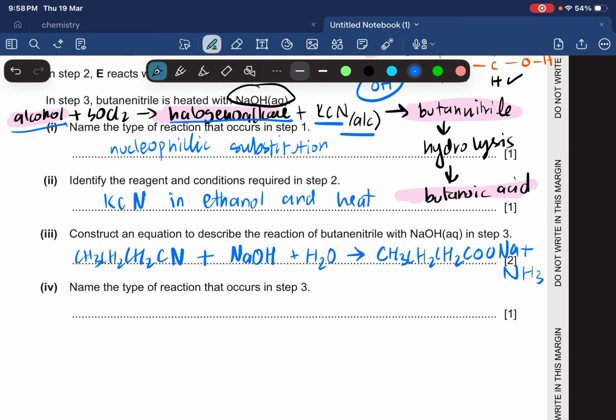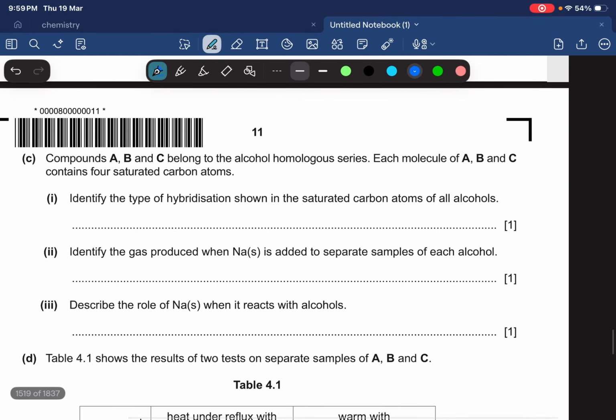Type of reaction that occurs in step 3, what we're doing is hydrolysis, because basically we're just adding water and then we're adding NaOH. That's alkaline hydrolysis. So you can write alkaline. If we add HCl, then we're doing acidic hydrolysis.